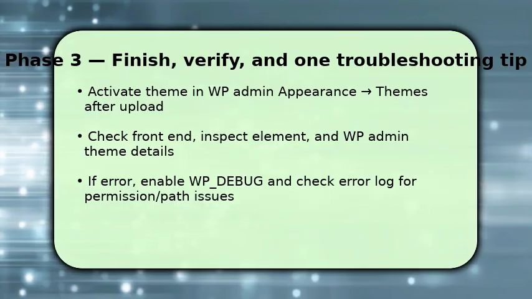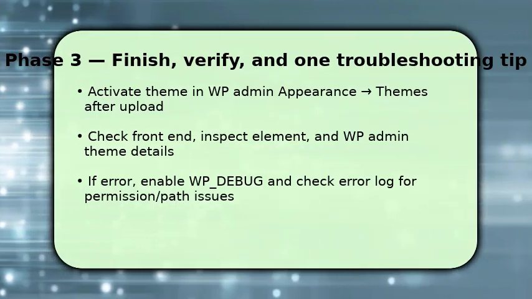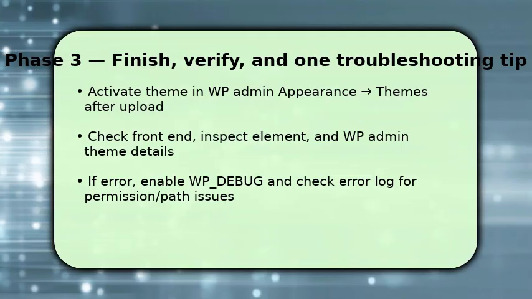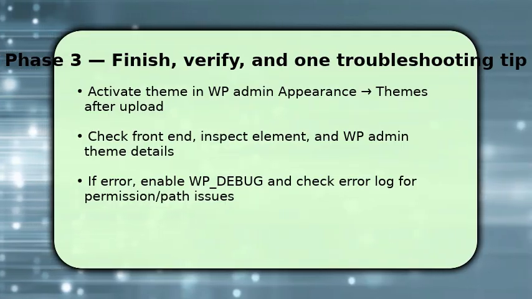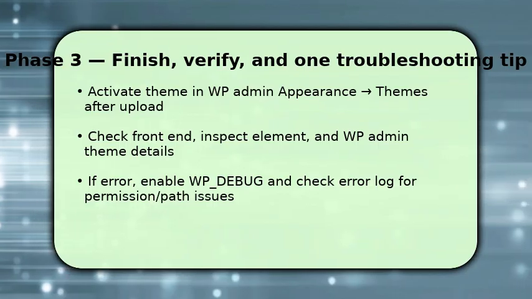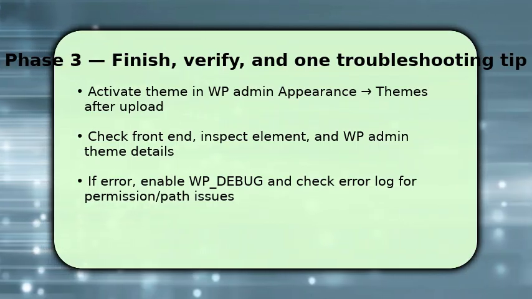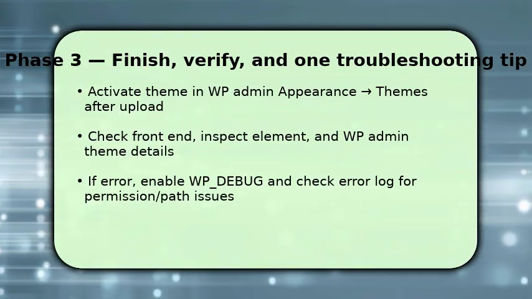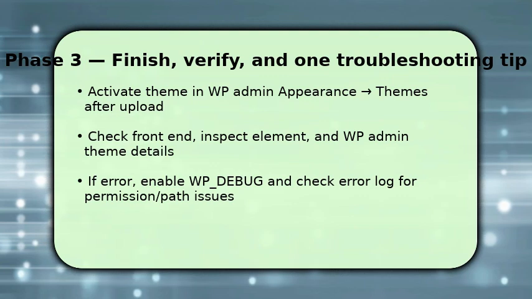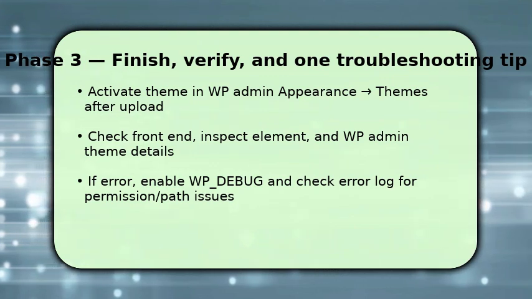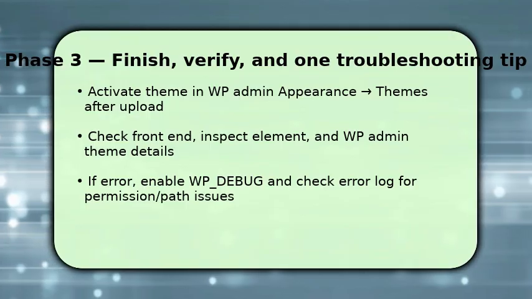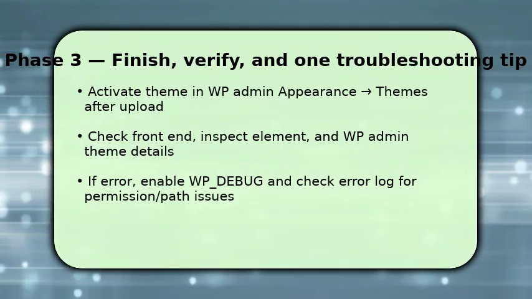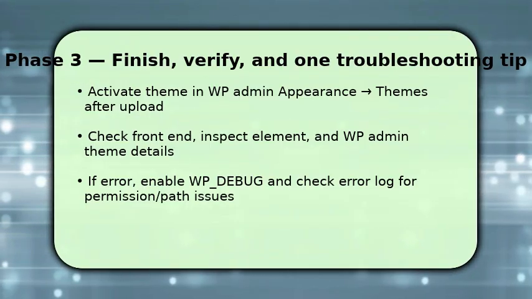You should see the theme details and the site's front-end render. Once done, inspect using browser dev tools to confirm the stylesheet is loading and not returning 404. If the stylesheet still fails, make sure file paths and permissions are correct, then enable WP debug to surface errors. If issues persist, check the server error log for path or permission failures. Addressing those will resolve the missing style.css problem.